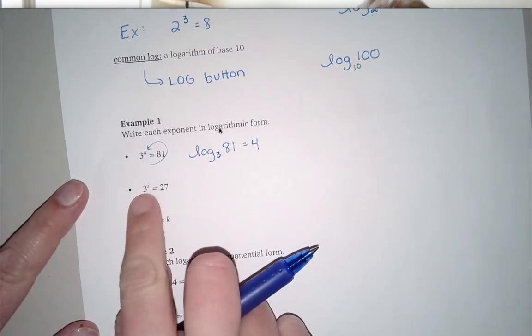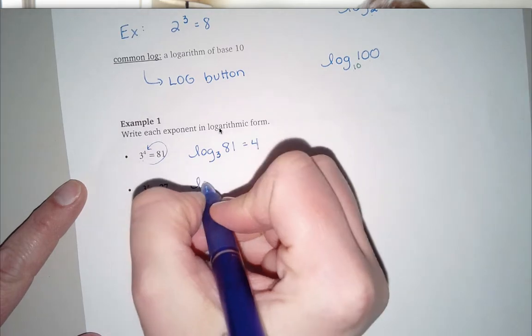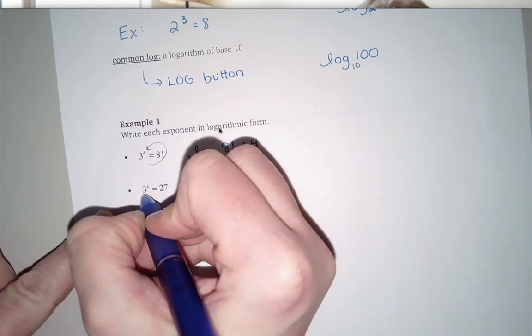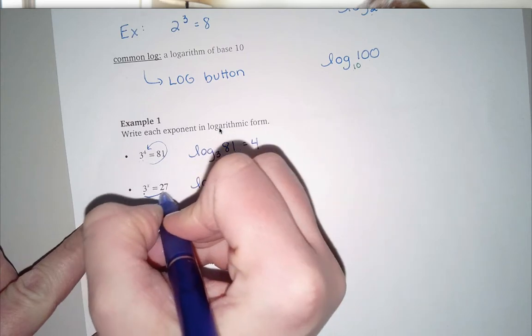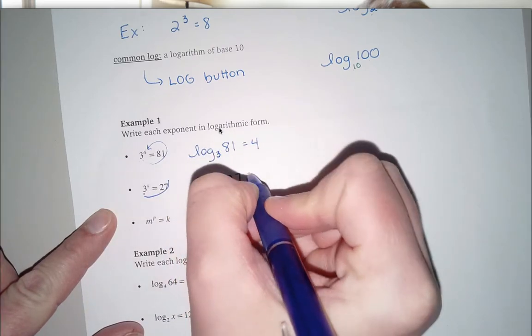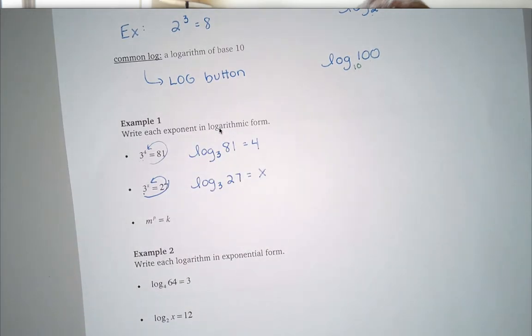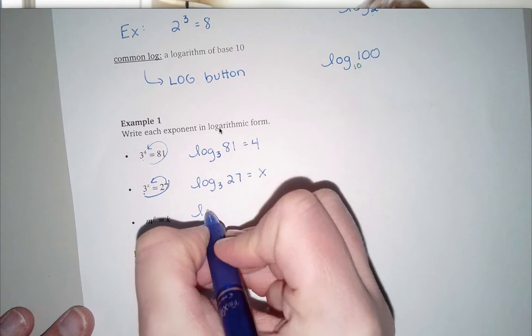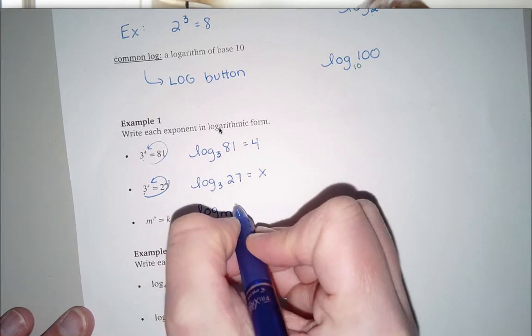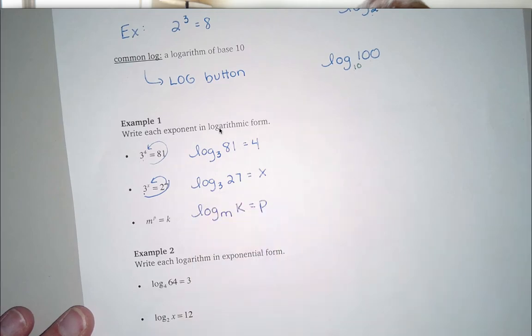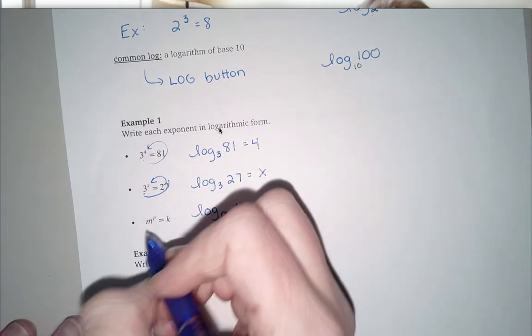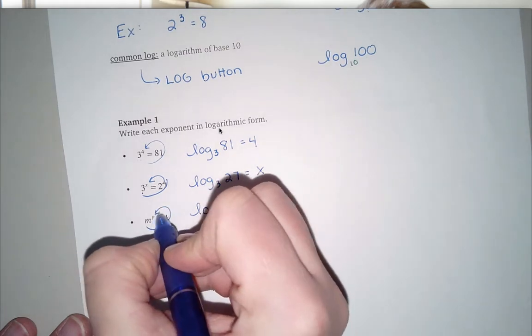When I say 3 to the power of x equals 27, that's log base 3 of 27 equals x. Okay, log base 3 of 27 equals x. Why don't you stop for a second and try that third one? Should be log base m of k equals p. Just testing to make sure you get everything in the right spot. Okay, always goes this way, m, k, p. Okay.